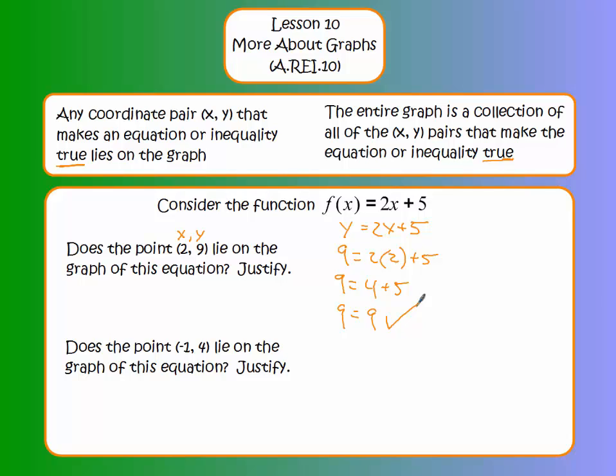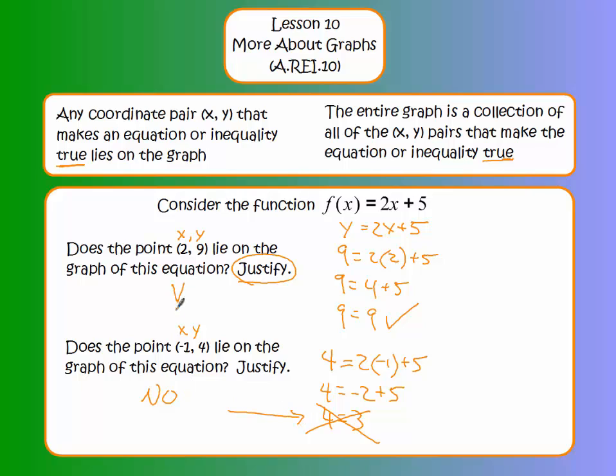Let's try the other point. Does the point negative 1, 4 lie on this graph? To justify, I guess we just did justify by checking. So again, here's my x and my y. I'm going to plug these values in. So my y value is 4. So 4 equals 2 times negative 1 plus 5. So that says 4 equals negative 2 plus 5, and that says 4 equals 3. That is not true. So the answer would be no, and the justification would be 4 does not equal 3.